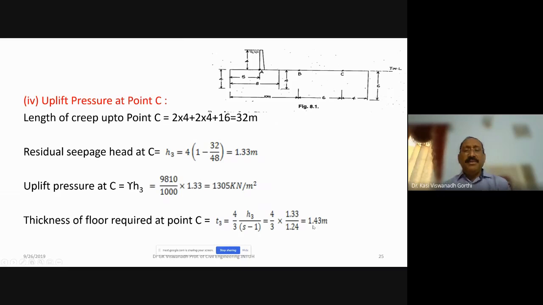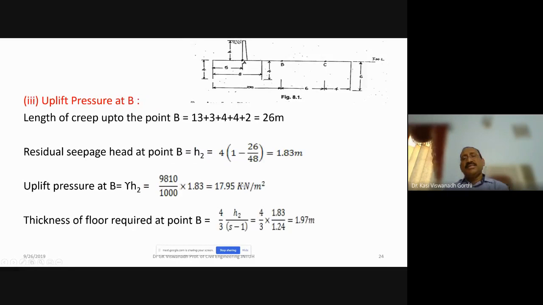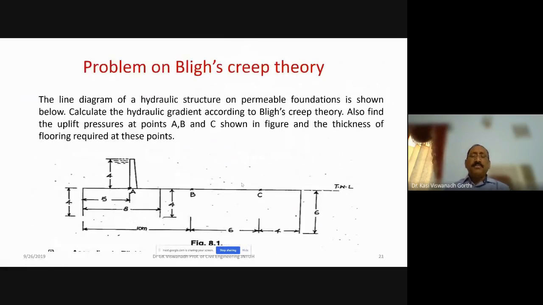So this is a problem where we try to calculate the residual head and, correspondingly, the thickness of the floor required to be provided. We discussed basically in this class 3 theories: Bligh's theory and the assumptions made by Bligh's theory, the limitations of Bligh's theory, followed by the modification made by Khosla based on those limitations. Then Lane's weighted creep theory also we discussed, and we took up one problem on Bligh's creep theory.